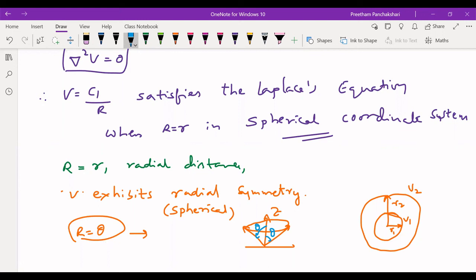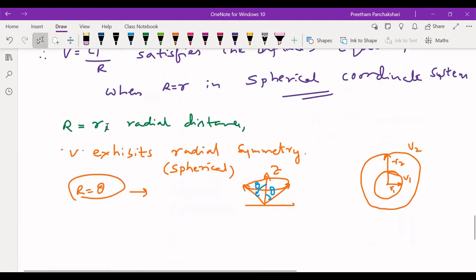If it had satisfied the Laplace equation with the variable phi, then we would have said the potential function exhibits azimuthal symmetry. So like this, depending upon the variable, we can declare the symmetry of the potential function. Here, the function exhibits spherical symmetry.